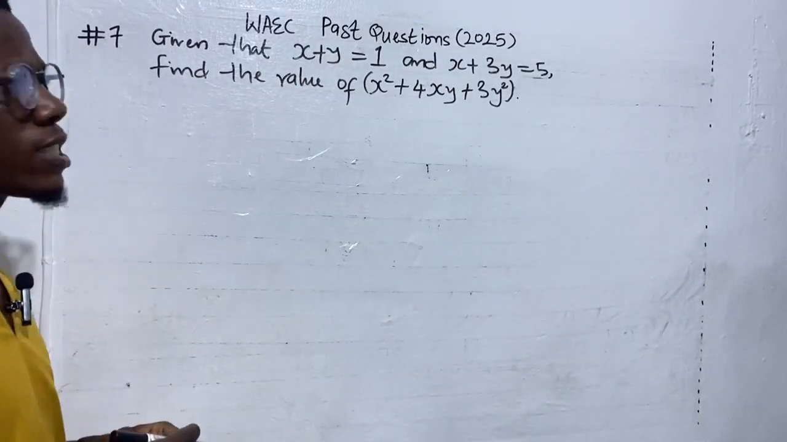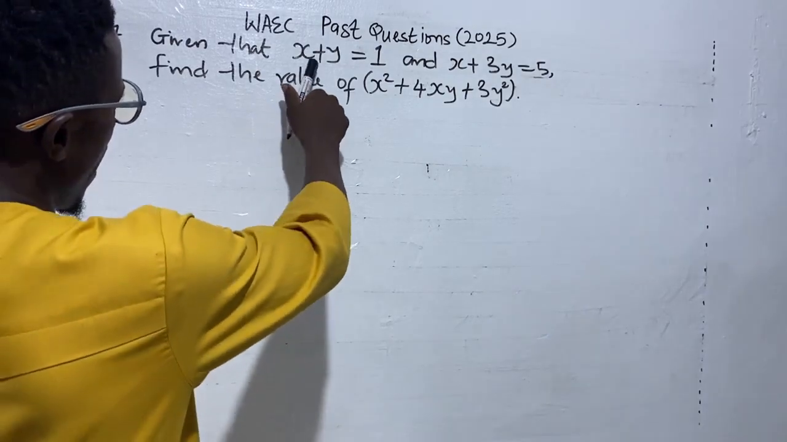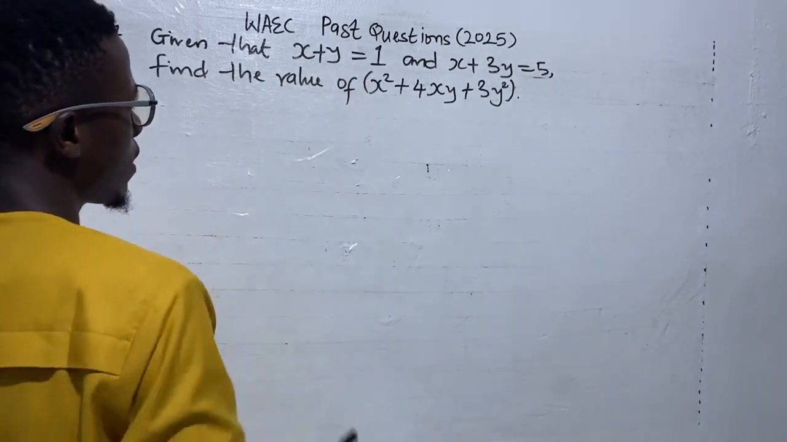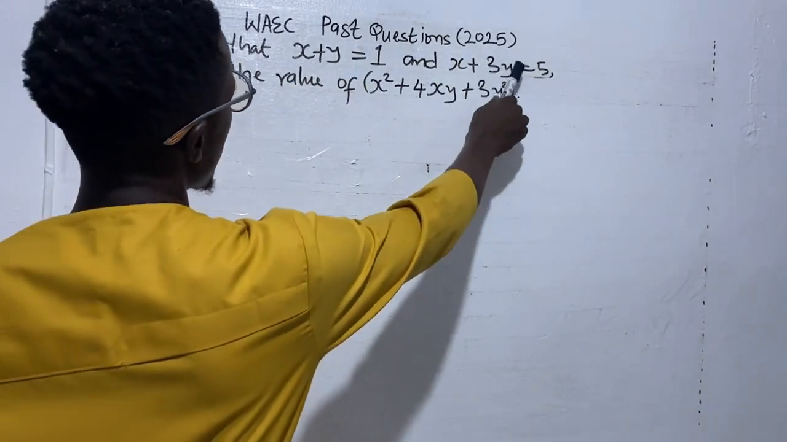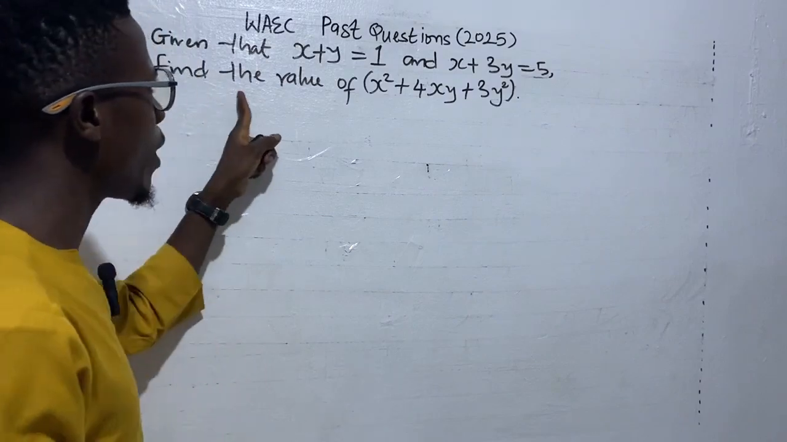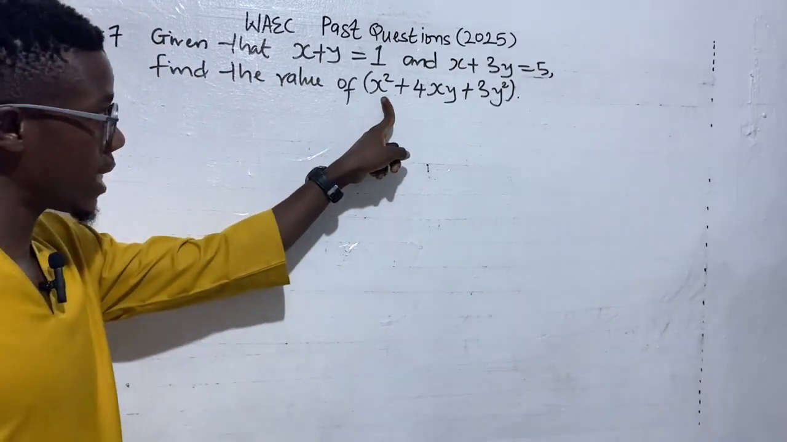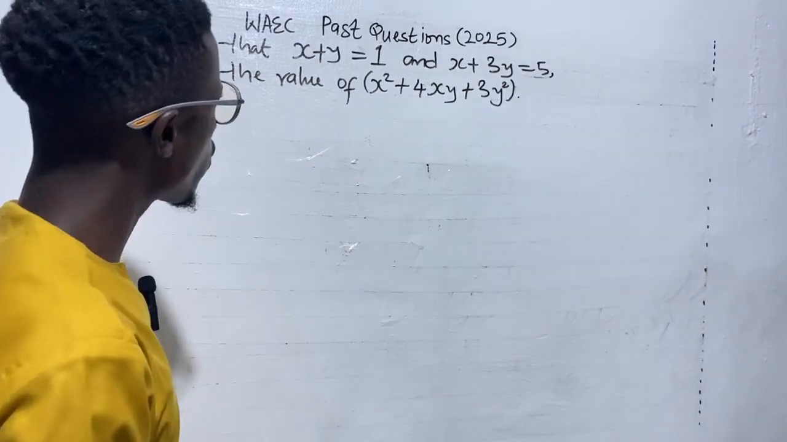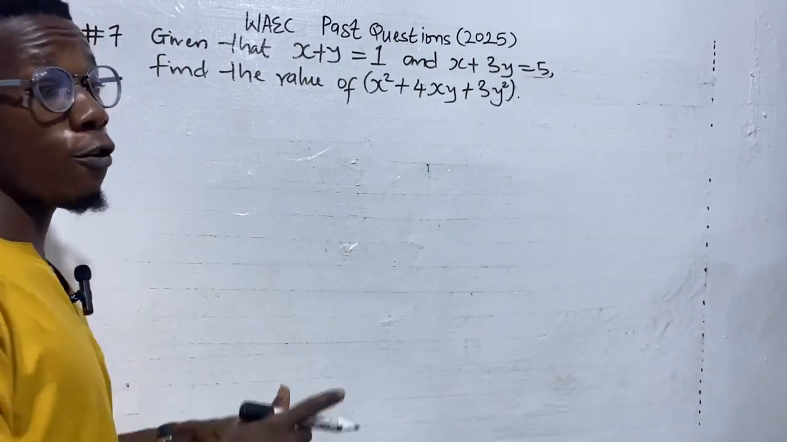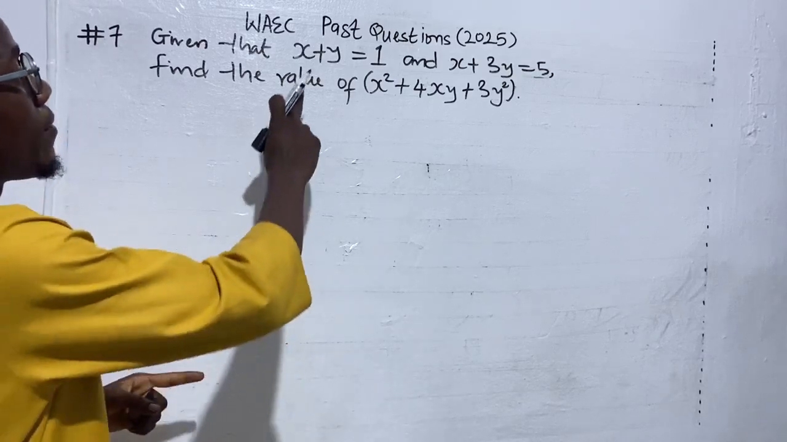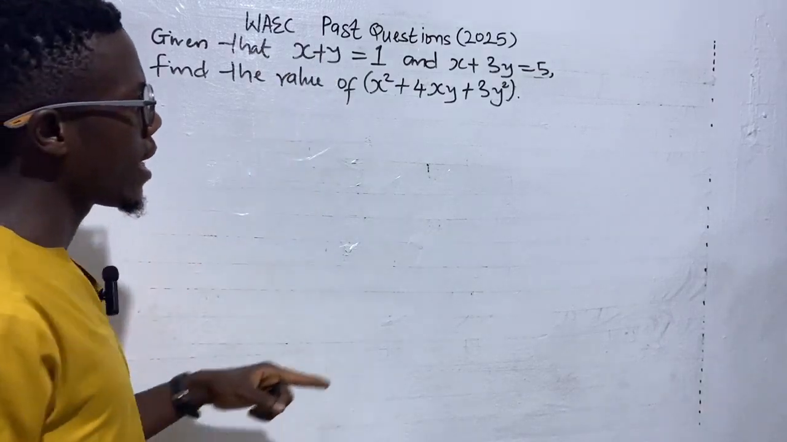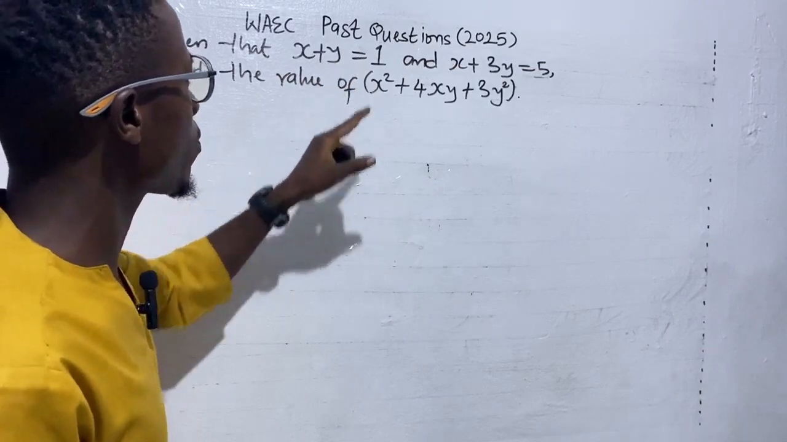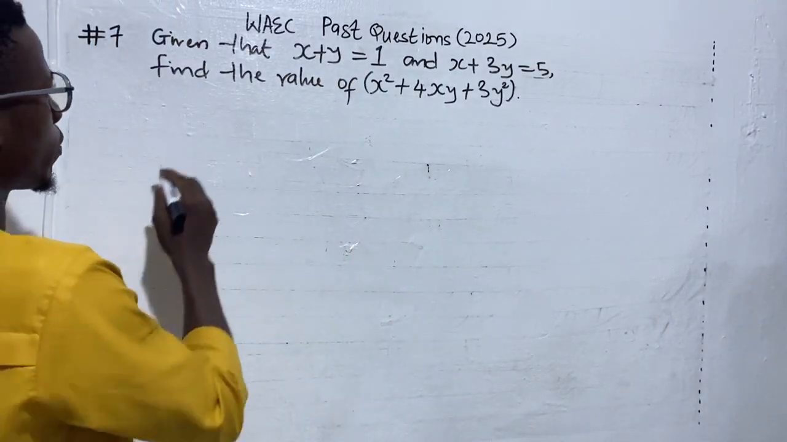Okay, this is question 7. And question 7 says, given that x plus y equals 1 and x plus 3y equals 5, find the value of x squared plus 4xy plus 3y squared. So what do we do here? First of all, we need to get the value of x and y. And if you write these two equations out, then we have a simultaneous equation.